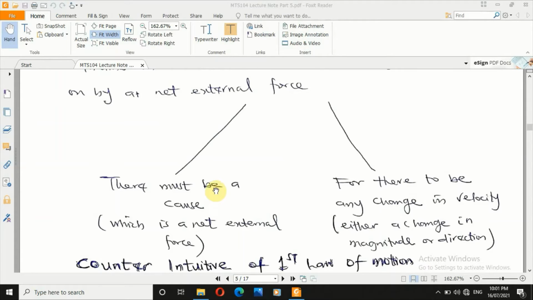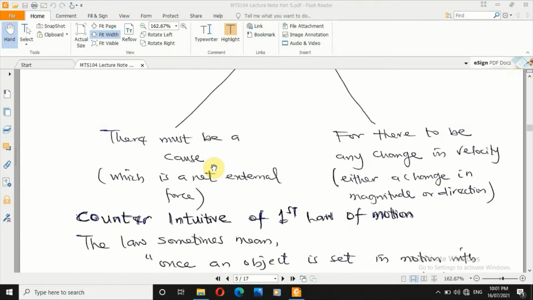What I'm trying to say is that for the objects to experience this law, there must be a cause, which is a net external force. It's a net external force.